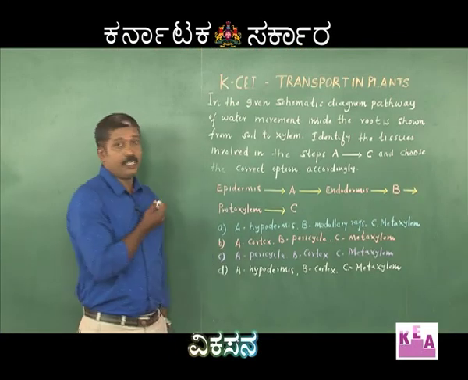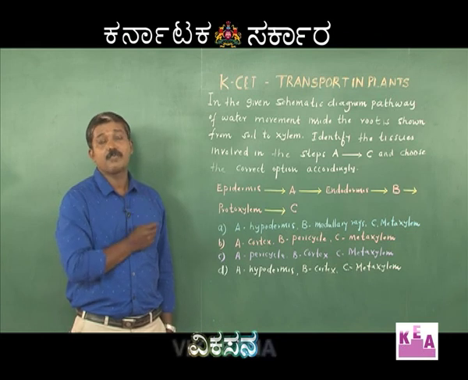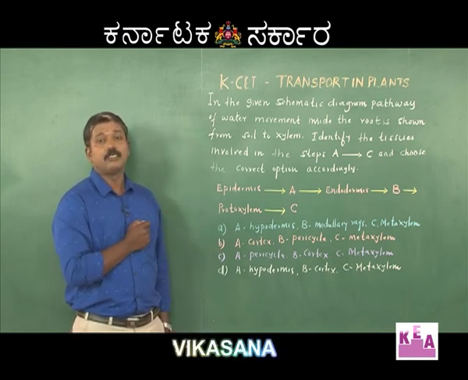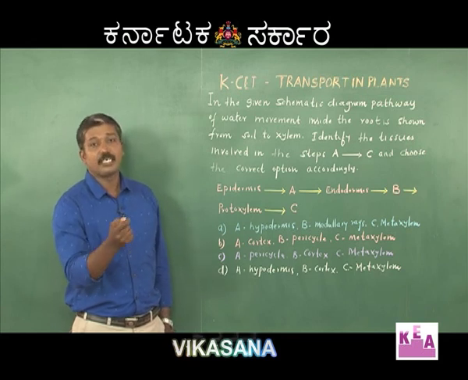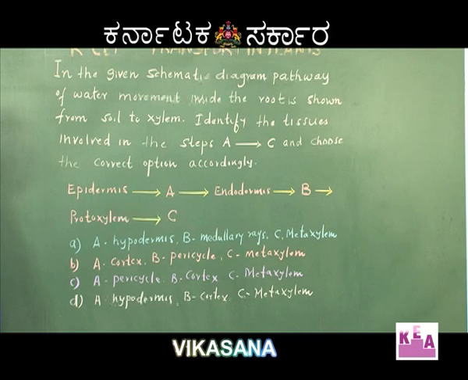Protoxylem, in roots the vascular bundles are exarch, protoxylem towards the periphery and metaxylem towards the center. So after pericycle, water enters into protoxylem. From protoxylem it enters into metaxylem.